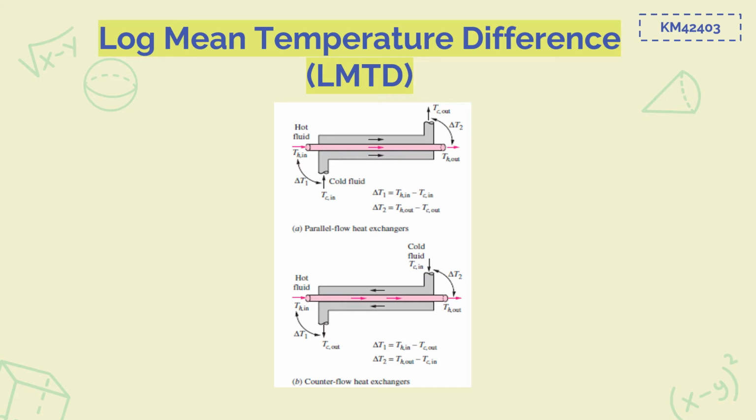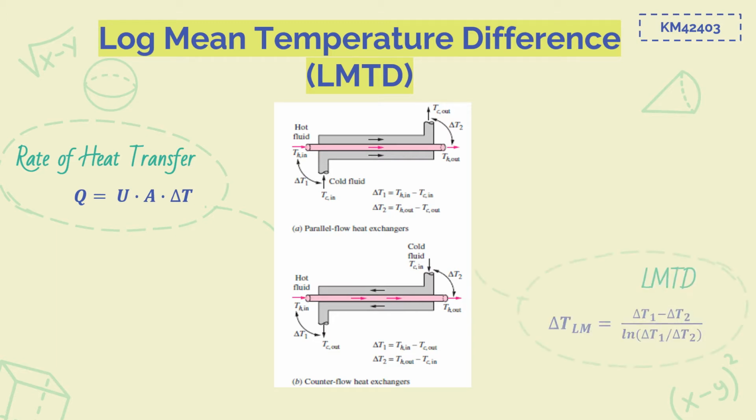Now, in order to determine the rate of heat transfer in a heat exchanger, we can use the formula Q equals UAΔT. But first, we must obtain the temperature difference, ΔT. In this case, it is more convenient to work with the logarithmic mean temperature difference, LMTD. After obtaining ΔTlm, we can substitute it back into the formula to obtain the rate of heat transfer.